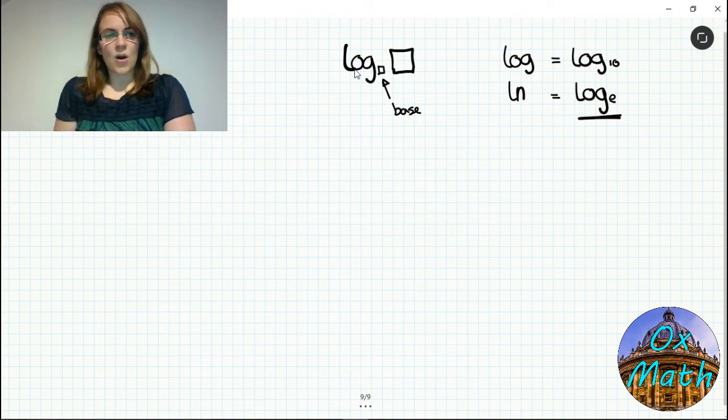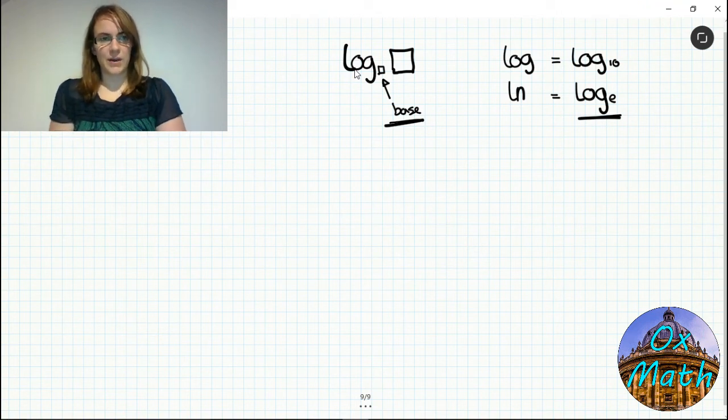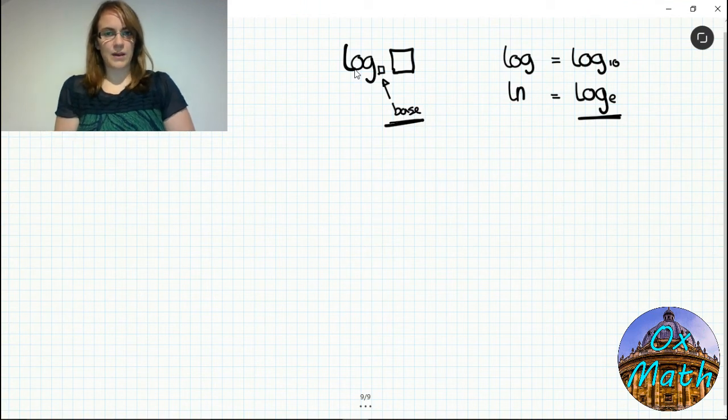But although you may have a calculator that allows you to type in any base, you still may be asked to change the base, and it is still sometimes useful to change the base when reducing exponential equations down to linear equations. So it is worth knowing how to do this.